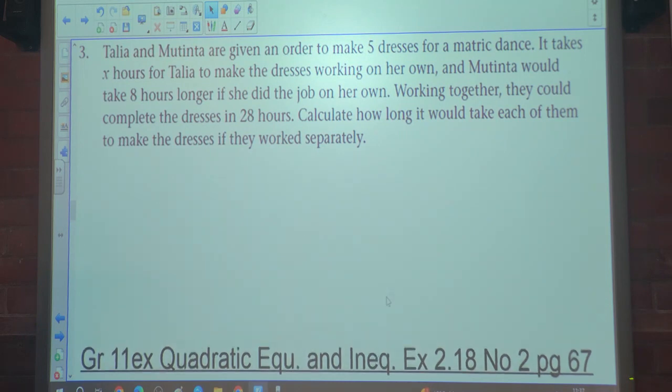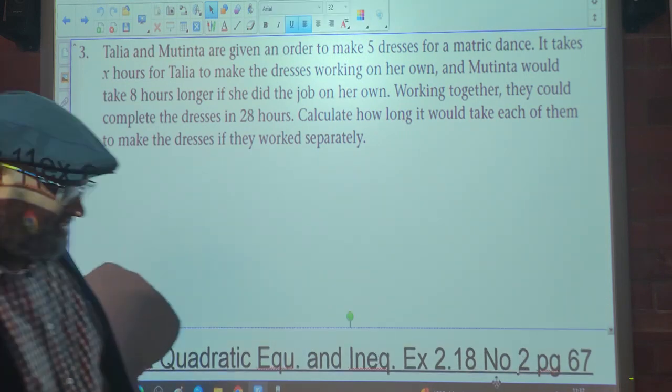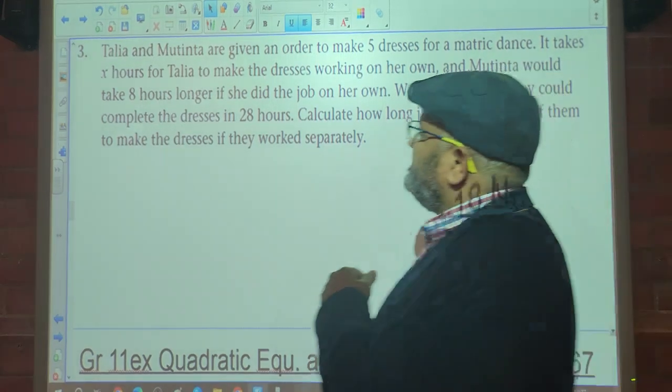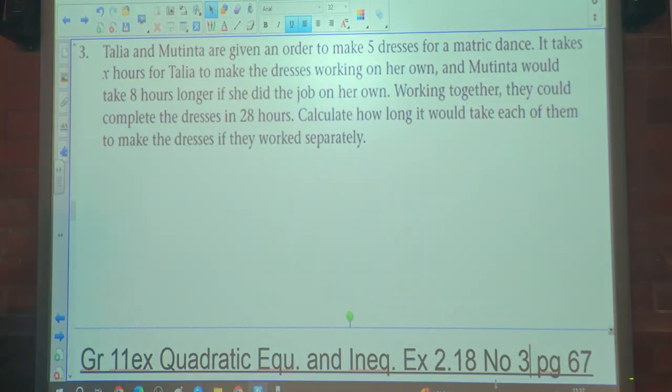Right, people, number 3. Number 3, Talia and Mutinta. Is that right? Mutinta. Talia is not with us anymore, no? Huh? Fisher?